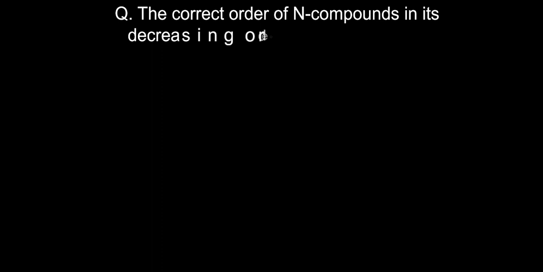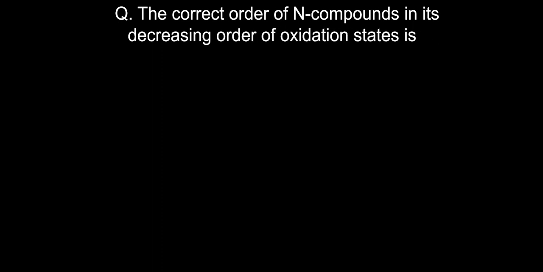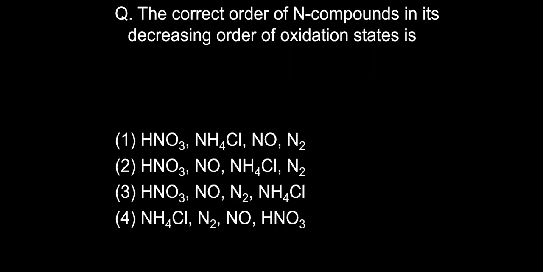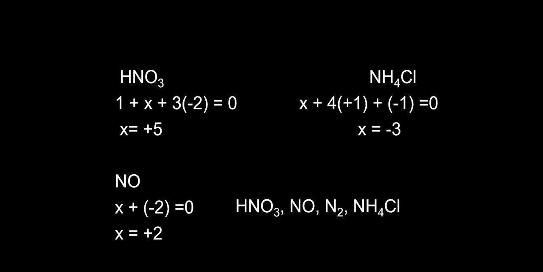Coming to the next question, the last question: the correct order of nitrogen compounds in decreasing order of oxidation state is. They have given the compounds of nitrogen, and you need to find which of them is in decreasing order of oxidation state. In very simple words, you need to find the oxidation state. I hope most of you know that, but for those who don't know how to calculate oxidation state, I have shown it for HNO3: 1 plus X, where X is for nitrogen, which I don't know.